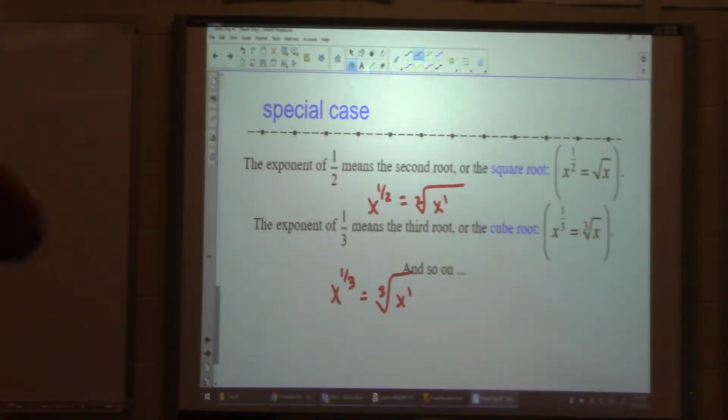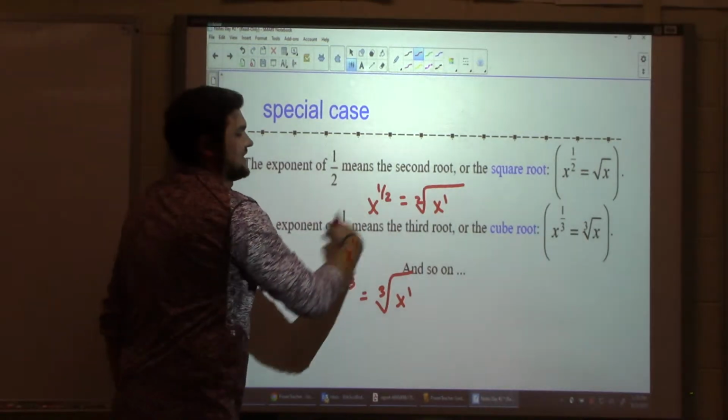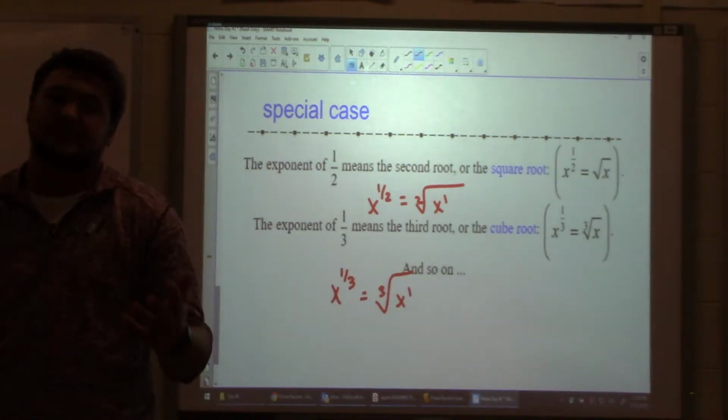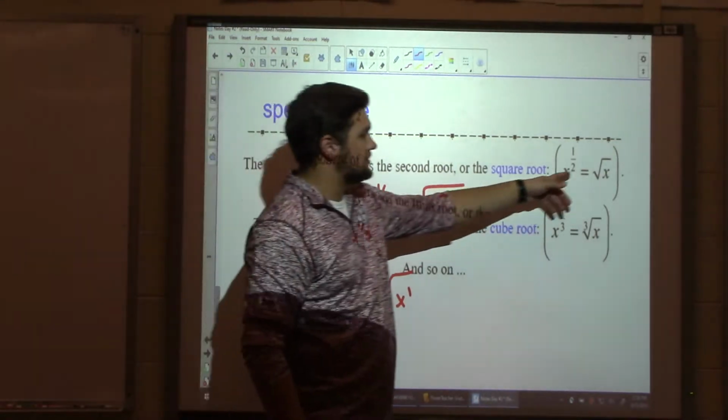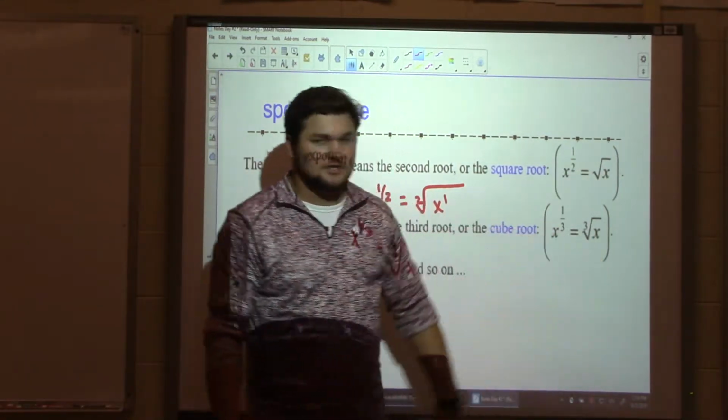Right? So anytime there's a 1 in the numerator, it becomes whatever root of, let's say, x. Okay, so they're not really special cases. They follow the exact same rules as everything else. They just come out to be nice radicals. That's pretty nice. All right? So, I mean, they're not like certain special cases you have to remember, but x to the 1/2 does equal the square root. X to the 1/3 does equal the cube root.